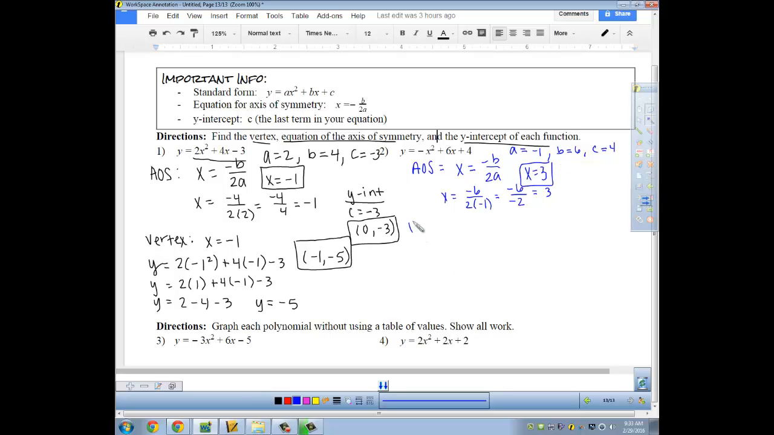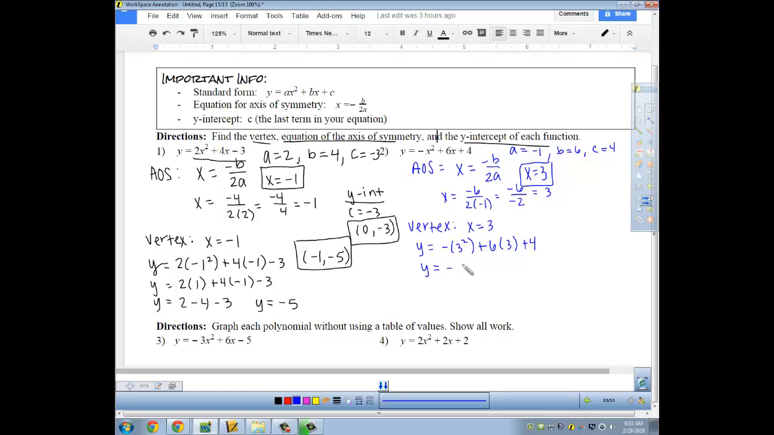Next, the vertex. So again, with the vertex, we use what we just got, x equals 3, and we plug it into our equation. So we got y equals negative 3 squared plus 6 times 3 plus 4.